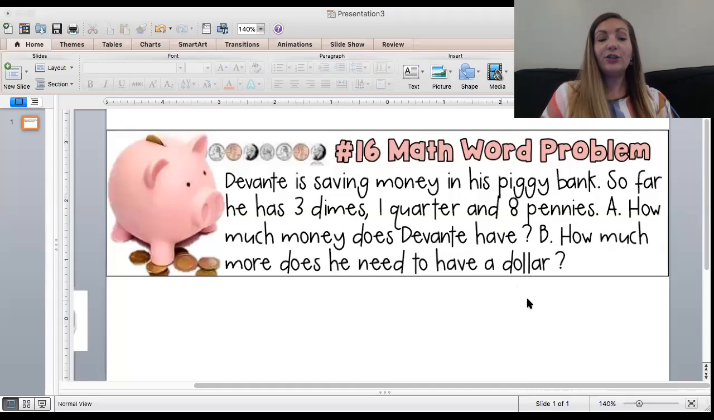So we want to make sure that we are C, circling the key numbers. U, underlining the question. And if you notice here, we have 2 questions, an A and a B. B, boxing action words. What is Devante doing? E, evaluating and eliminating information we do not need. And then S, solving our work and checking it. We solve our work by drawing a picture and writing a written equation and an answer in a complete sentence.